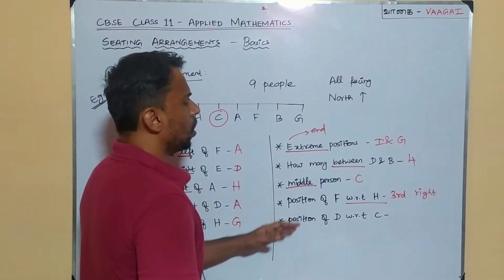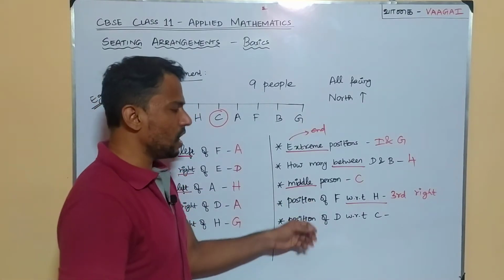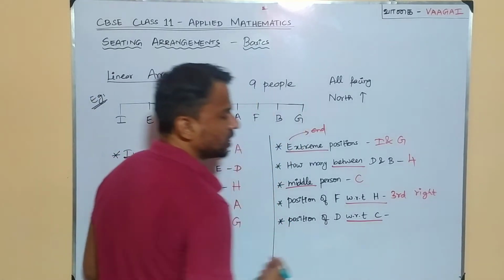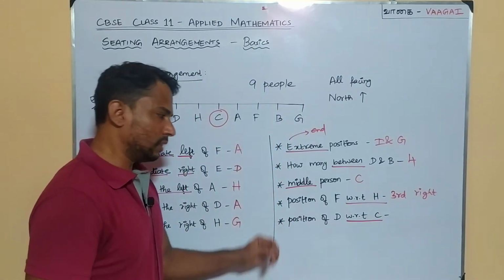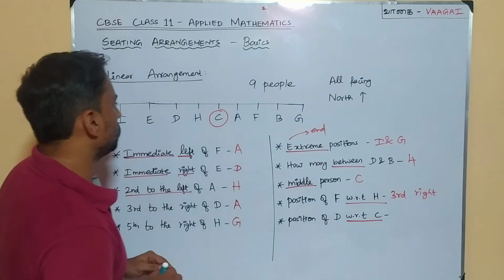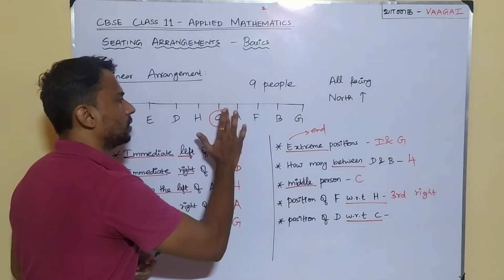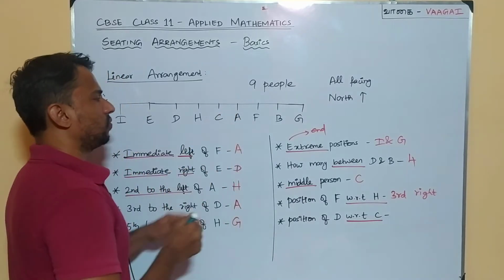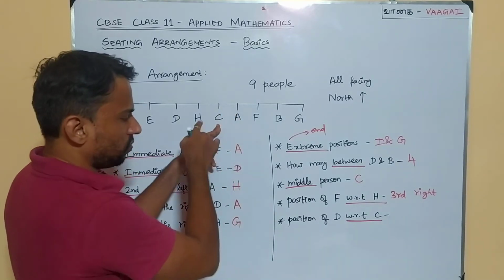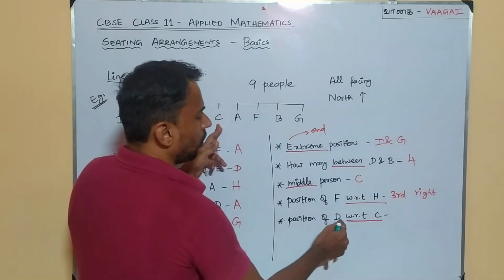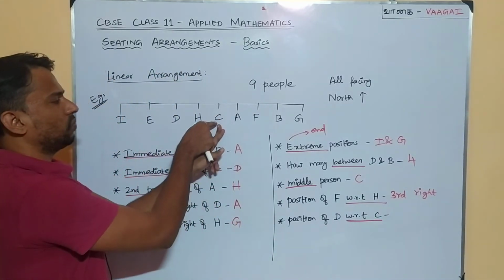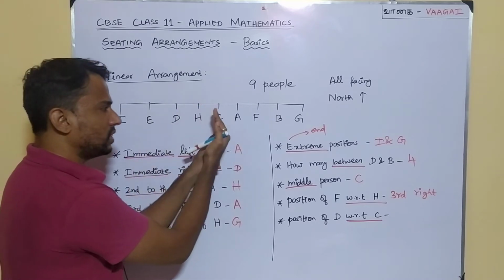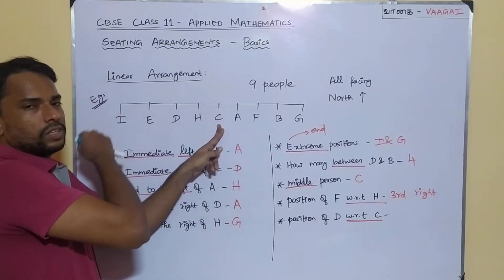So here they are asking, what is the position of D with respect to C? Okay. Again, here they are asking with respect to C. That means we have to start from that reference person only. So that means we have to start from C only. Okay. So let me just erase this. So with reference to C only they are asking. So that means from C we have to see. Okay. So from C, what is the position of D? They are asking. So from C we have to see whose position? D's position.